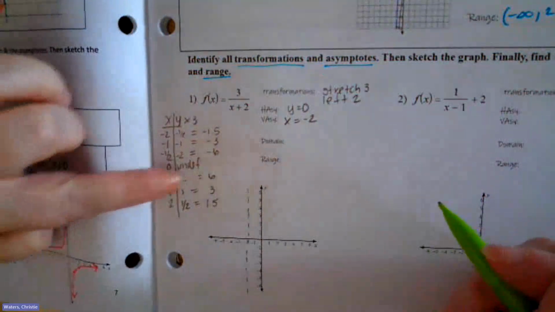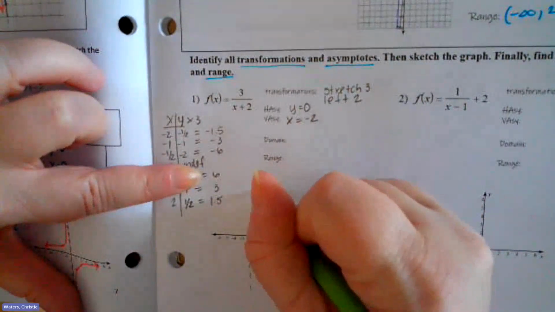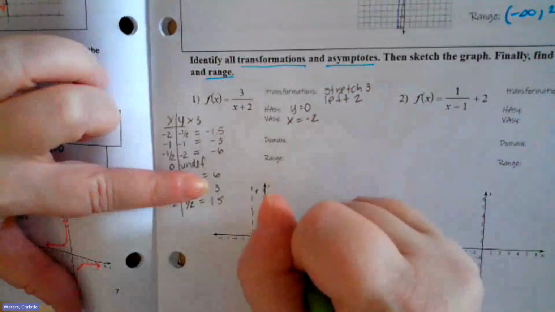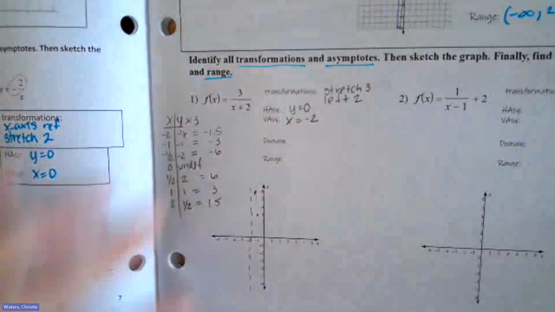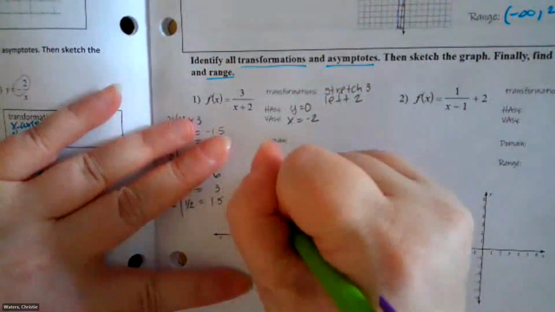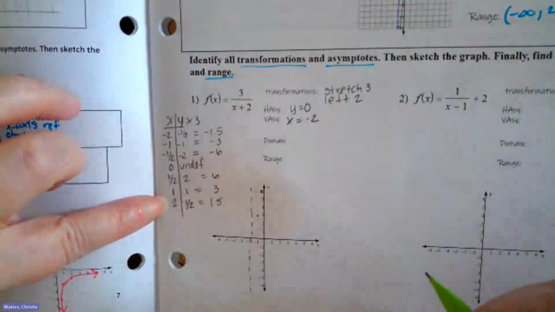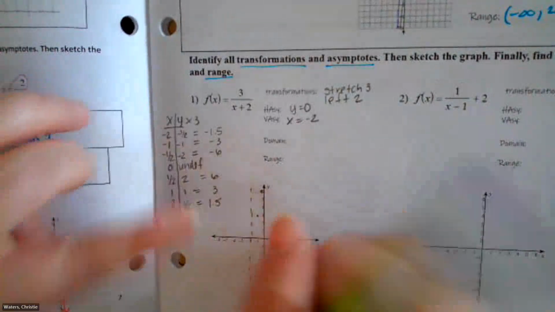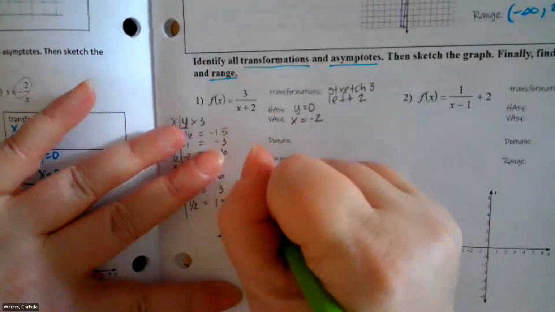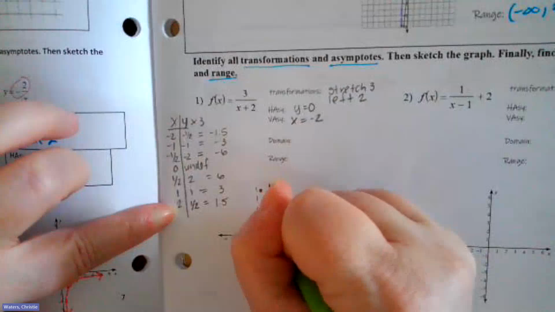So let's see, over 1/2, up 6. So right 1/2, up 6. Right 1, up 3. Oh, this is way further over than a half. Let me try that again. There we go. And right 2, up 1.5. Just thinking about this backwards. There we go. Right 2, up 1.5.